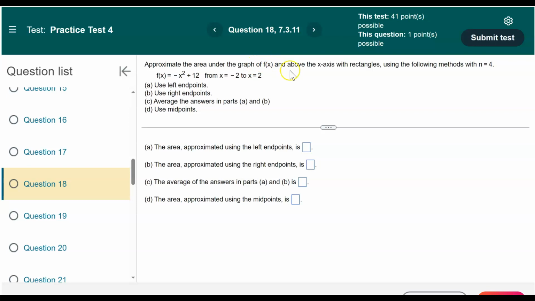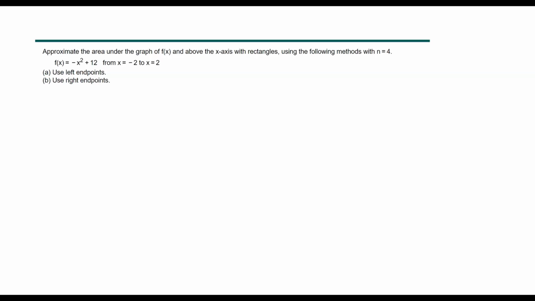Approximate the area under the graph and above the x-axis with rectangles, and use the following methods with n equal to 4, for a given function from x equals -2 to 2. For this example, I will just show you how to do left or right. I'll test you on left or right endpoints, so I'll just do letter A and B. Okay, so let's proceed and do that.